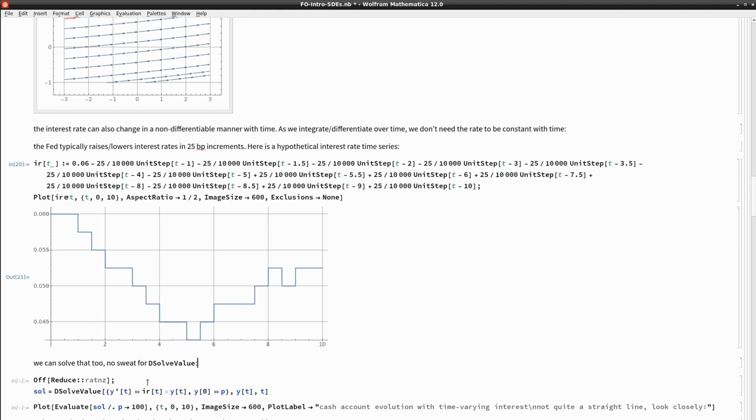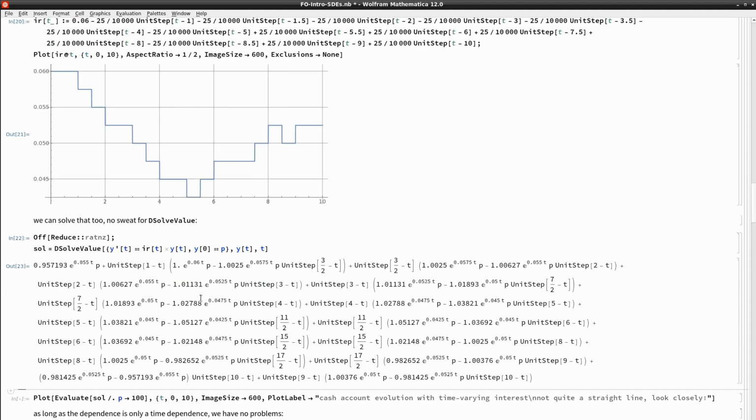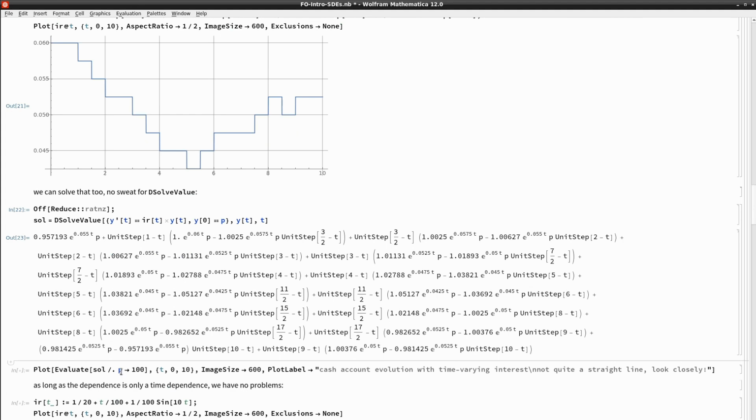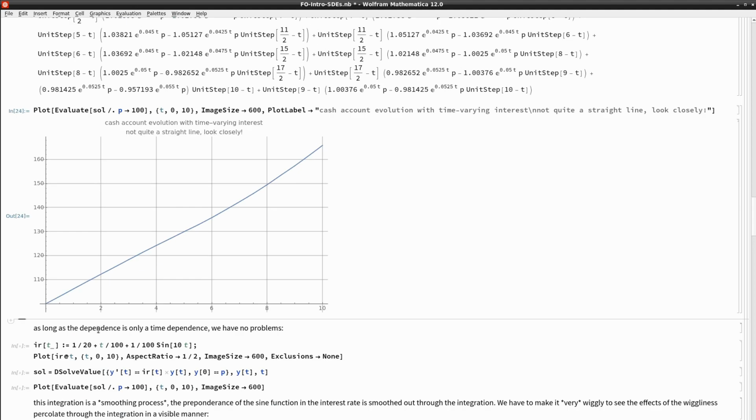And no sweat if we are trying to solve that in the Mathematica system. We get a time-dependent function that we get simply by solving this differential equation. And let's plot it with a principal of $100. And we see that this would be a 10-year evolution that we get. Note that this curve is not a straight line. It may look like this. But these numbers with 25 basis points are not really big, so the change is not really very visible. But if you put a ruler on your screen, you can see it's not a straight line. And as long as the dependence is only a time dependence, we definitely have no problems here.